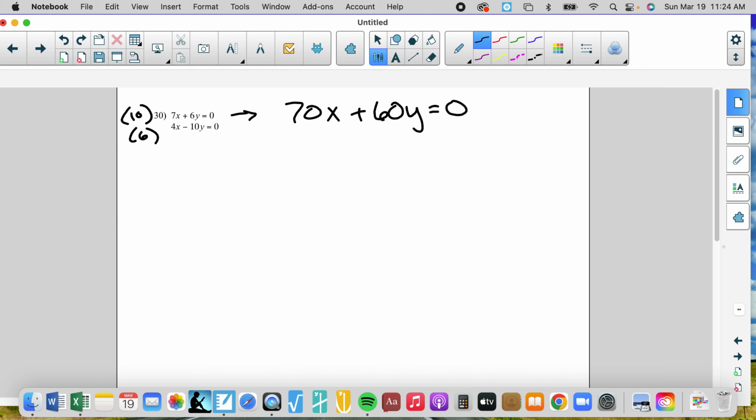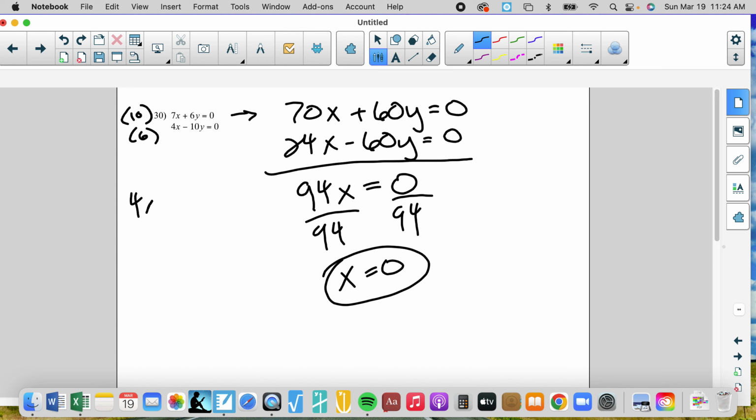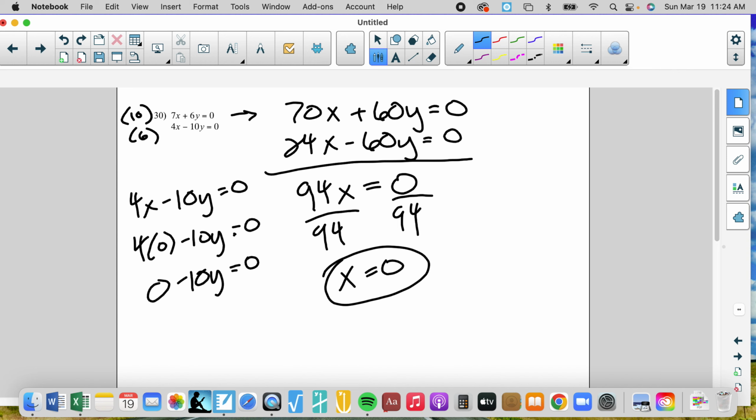Equals 0. And that's 24x minus 60y equals 0. We just get bigger numbers. That's really the only issue with not picking the least common multiple. 4x minus 10y equals 0. 4 times 0 minus 10y equals 0. 0 minus 10y equals 0. Negative 10y equals 0. Divide by negative 10. We get y equals 0.